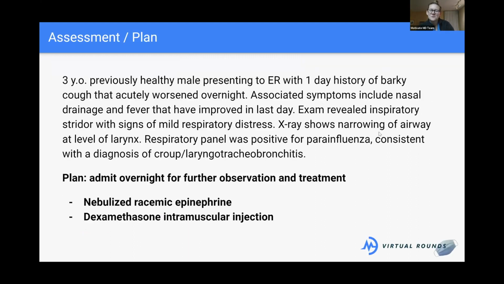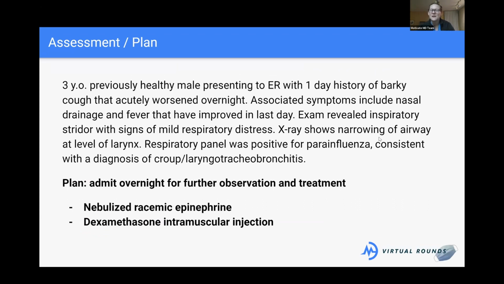So we have our 3-year-old previously healthy male who presented to the ER with a 1-day history of that barky cough that acutely worsened overnight. And he had this sort of cold picture before with nasal drainage and fever that's improved in the last day. On exam, we saw inspiratory stridor and signs of mild respiratory distress because of the stridor and because he was having some other difficulties with breathing. The x-ray showed a narrowing of the airway at the level of the larynx. That's the steeple sign. And the respiratory panel was positive for parainfluenza.